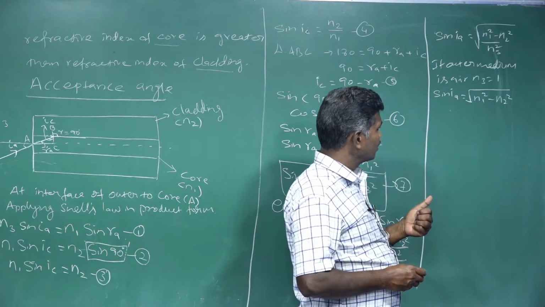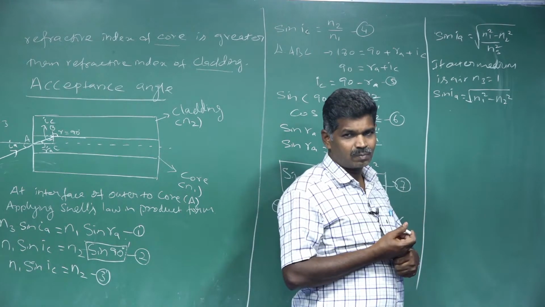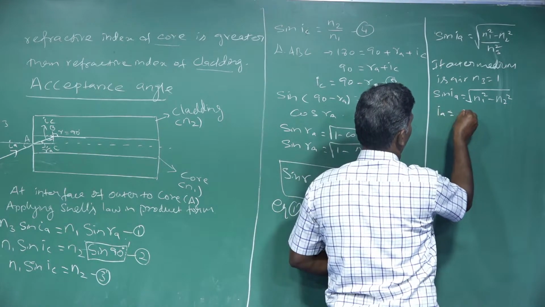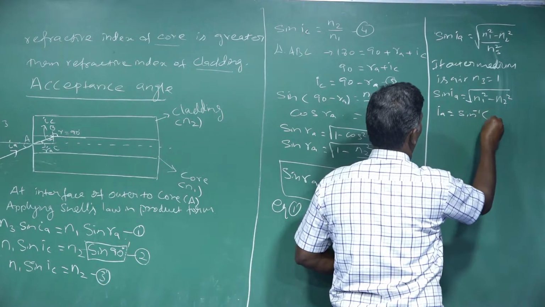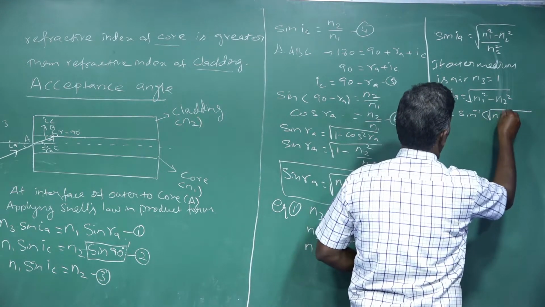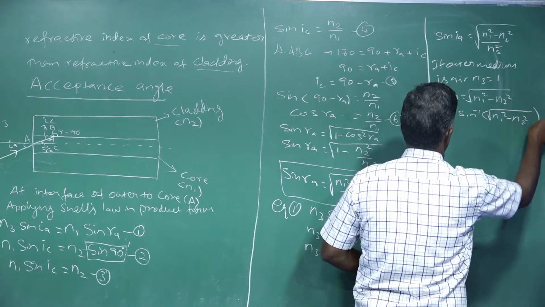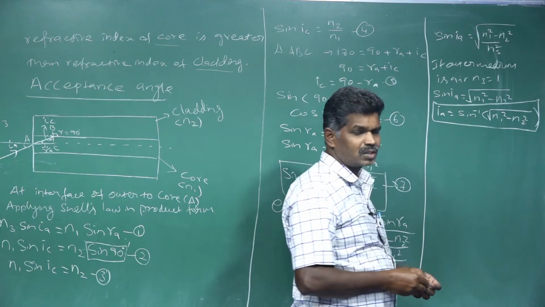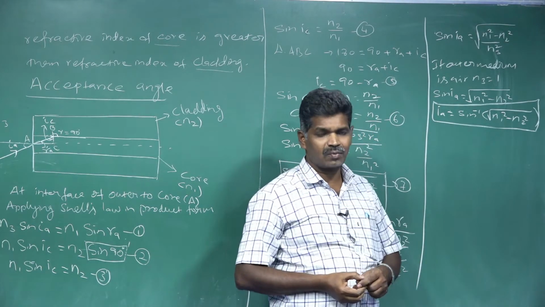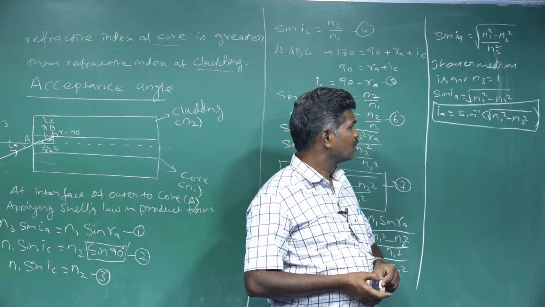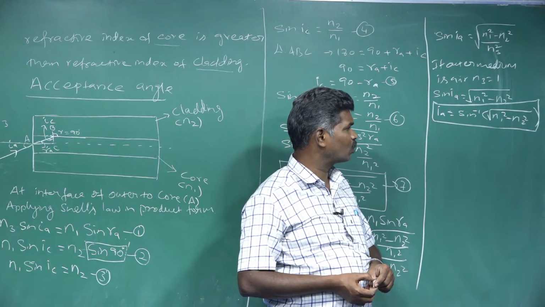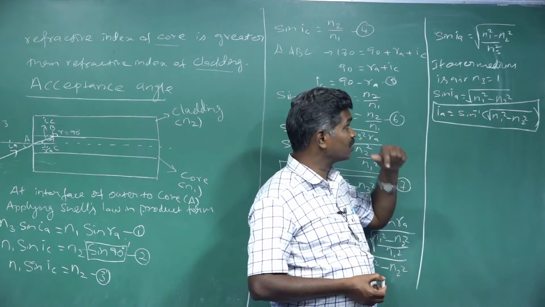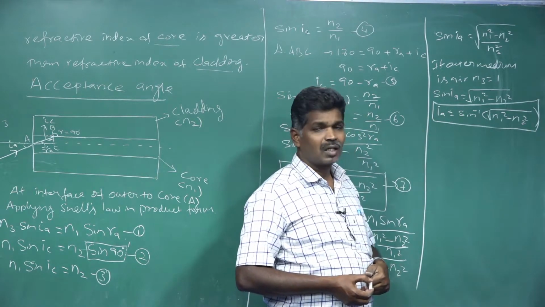On the left side, sin and sin inverse are going to cancel. So we will get IA equal to sin inverse of the square root of n1 squared minus n2 squared. This is called the acceptance angle. What is the formula for the acceptance angle? IA is equal to sin inverse of the square root of n1 squared minus n2 squared, if the outer medium is air.